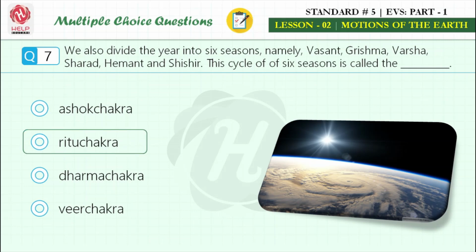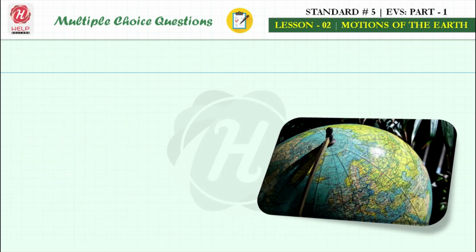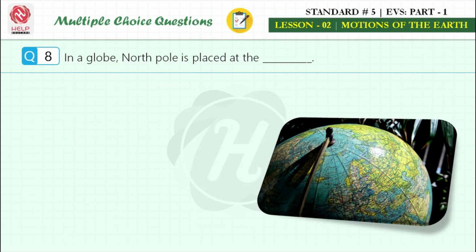Correct answer is Ritu Chakra. Question number 8. In a globe, North Pole is placed at the dash. First option, top. Second option, left. Third option, right. Fourth option, bottom.